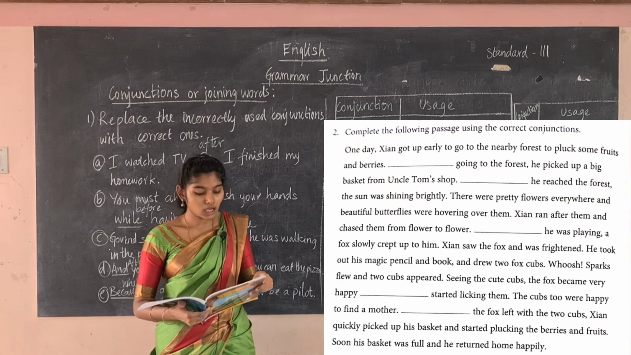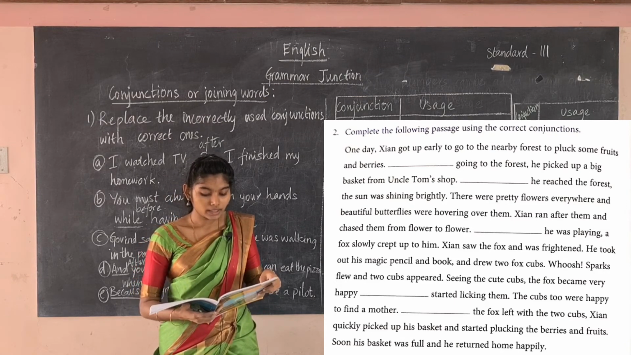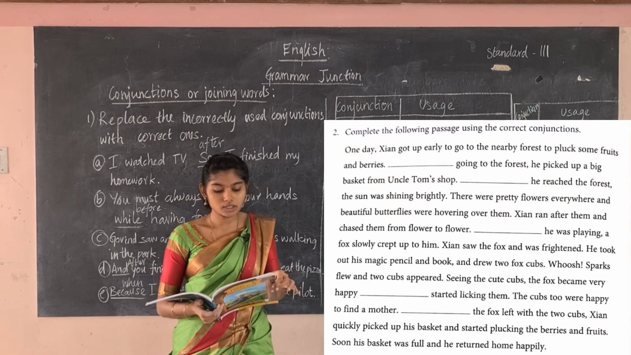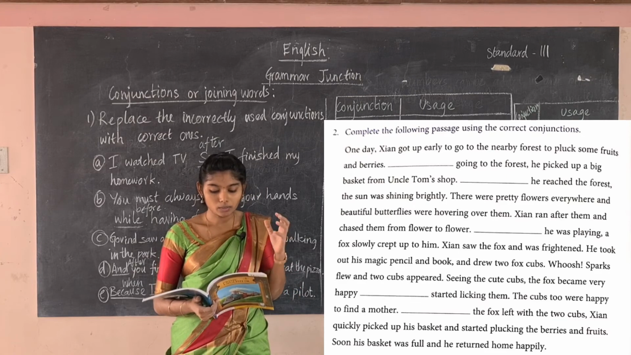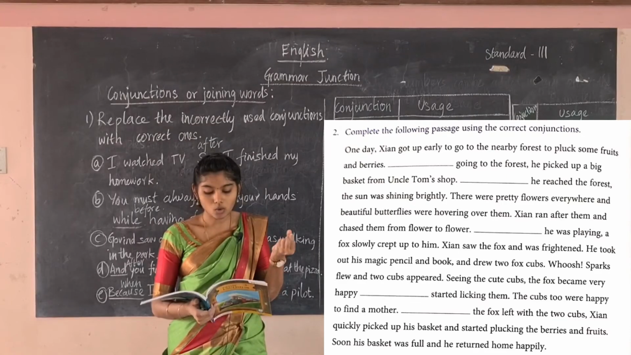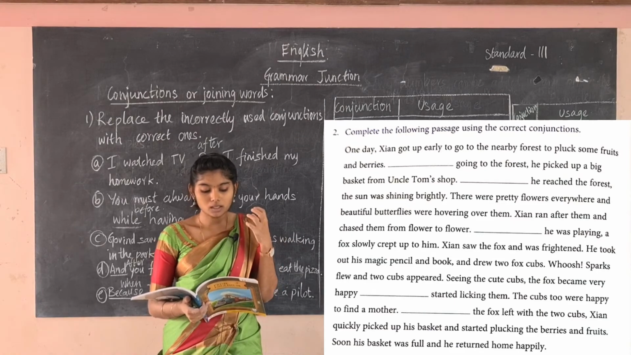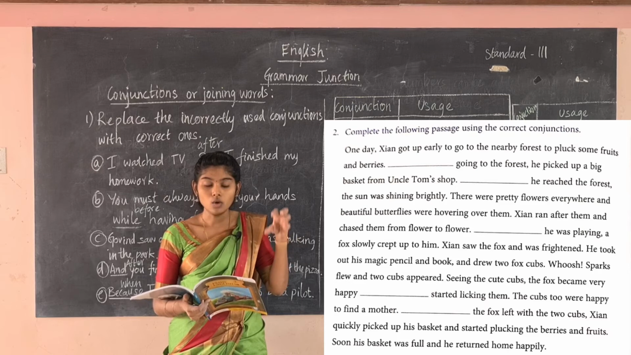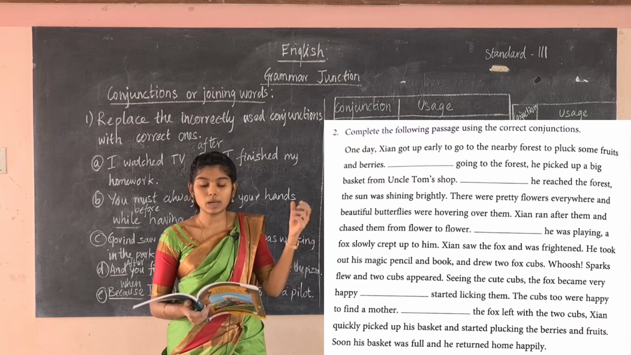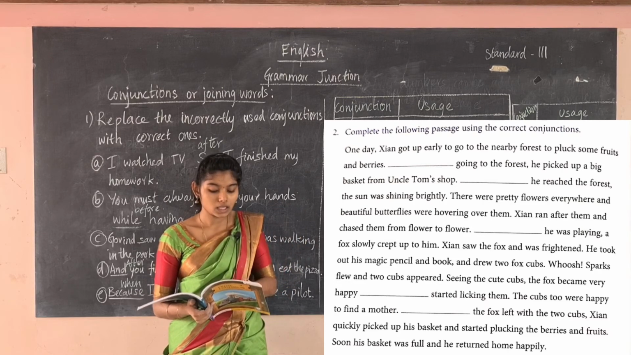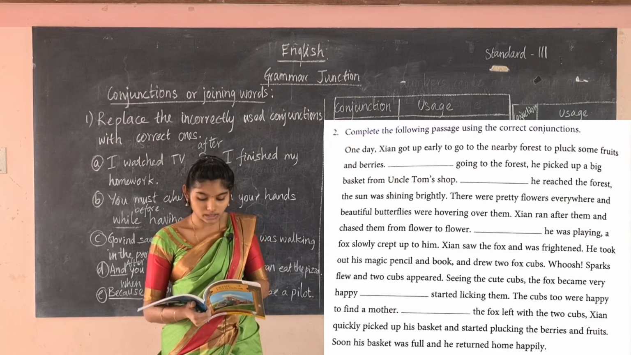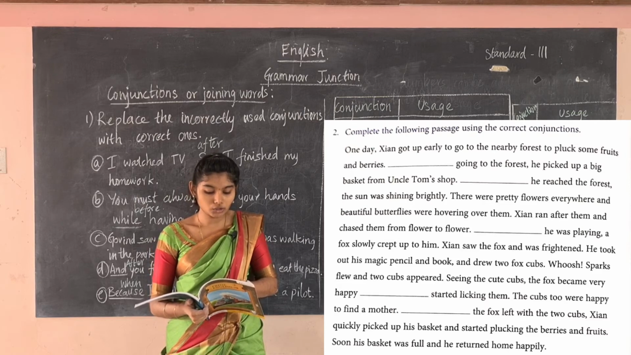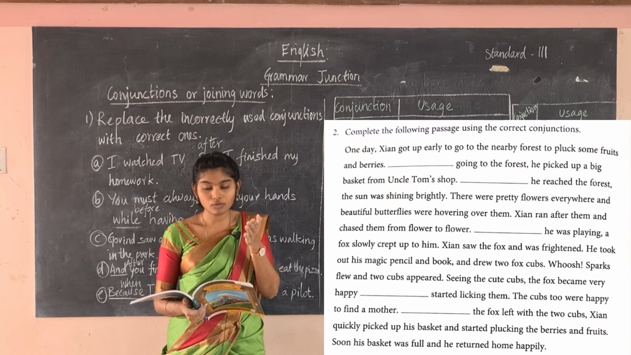One day Zion got up early to go to the nearby forest to pluck some fruits and berries. So what is given in the first one? One day Zion got up early to go to the nearby forest to pluck some fruits and berries. So he needs to go to the forest, and he is plucking some fruits and berries. So before going to the forest, he picked up a big basket from Uncle Tom's shop.